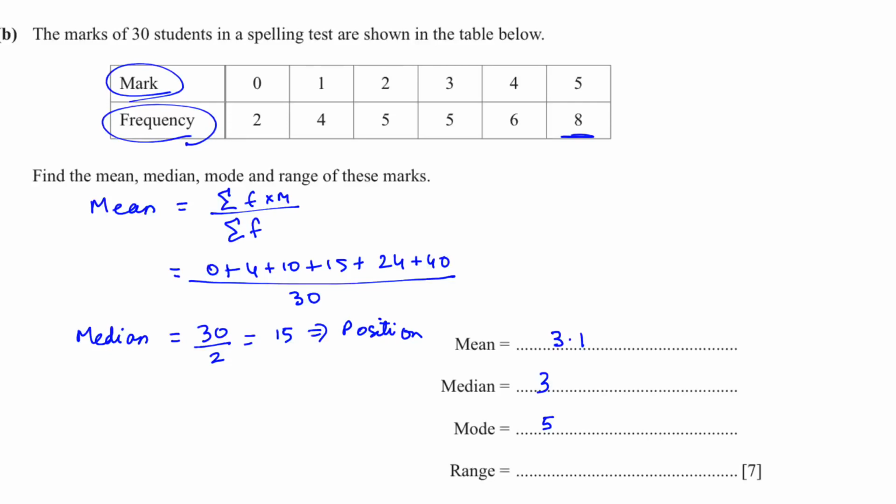Range is the highest value minus the lowest value. The highest value is 5 and the lowest value is 0. Therefore, the range is 5.